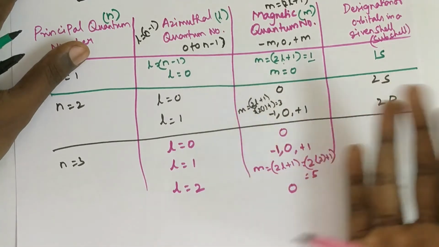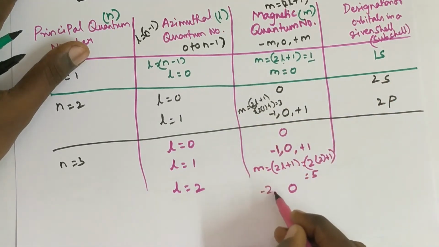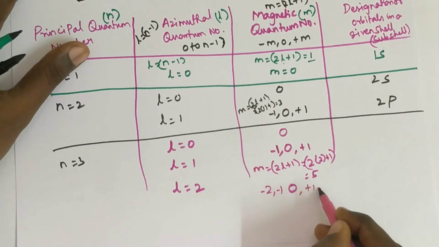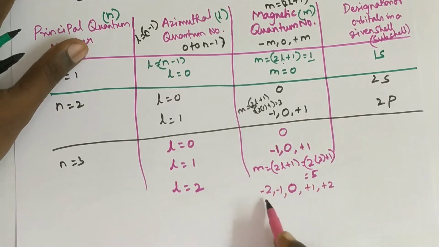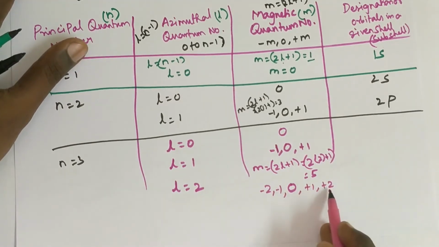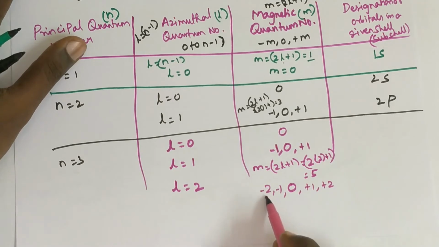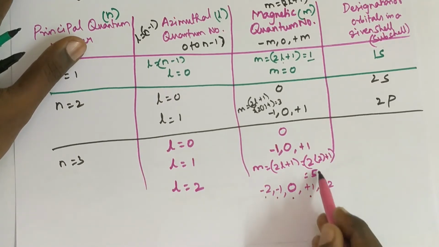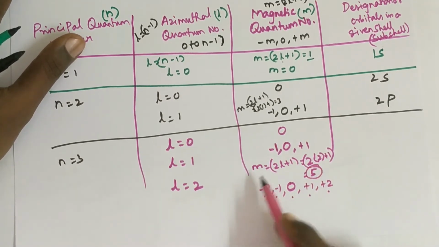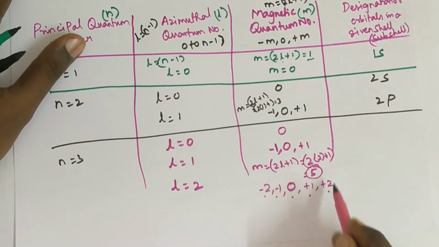So 4, we can split it as equally as decreasing 2 and increasing 2. Okay, minus 2, minus 1, plus 1, plus 2. Now you count the number of values: 1, 2, 3, 4, 5. So m value is 5. So you have to write this. This one they call it as orientation.